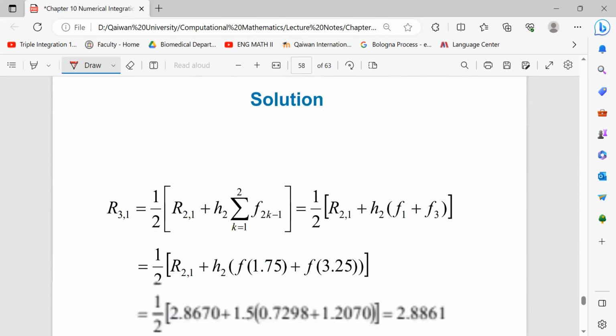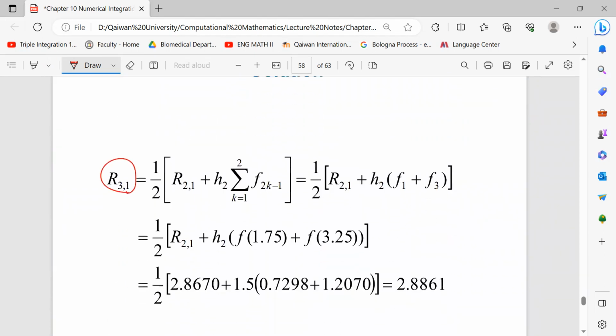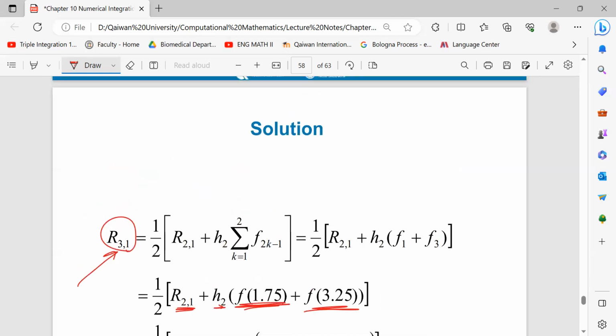That's what this is. So it's greater than the given value, so we need to continue to get R31. We need to use the rule: a half R21 plus H2 times F of X1 plus F of X3. But for obtaining this, we need to make the interval into subintervals. This is X0, and this is X we don't know which, but it's A to B.